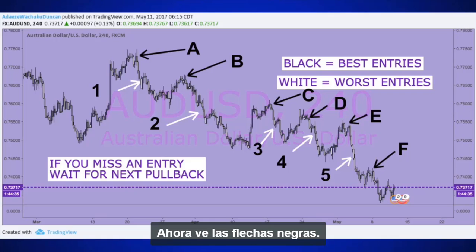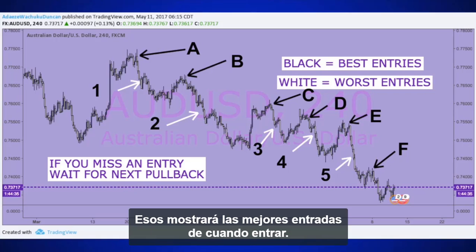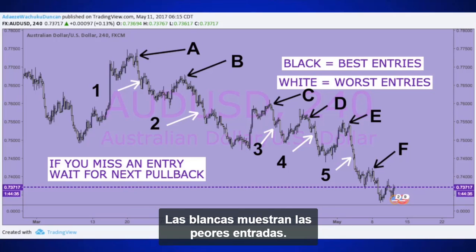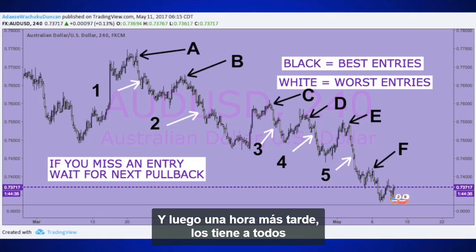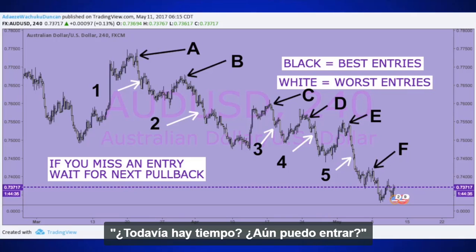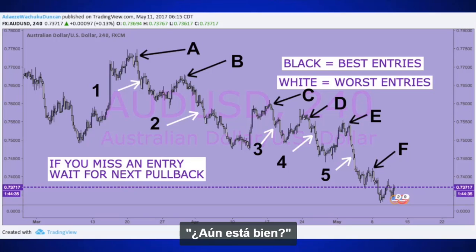So now you see all the black arrows, those show the best entries of when you should get in. The white ones show the worst entries. Let me go ahead and play this out for you. Think about when somebody calls a signal. They say, get in now. And then what? An hour later, you've got all these people asking, is it still time? Can I still get in? Is it still a good time? Did I miss it? Is it still good?